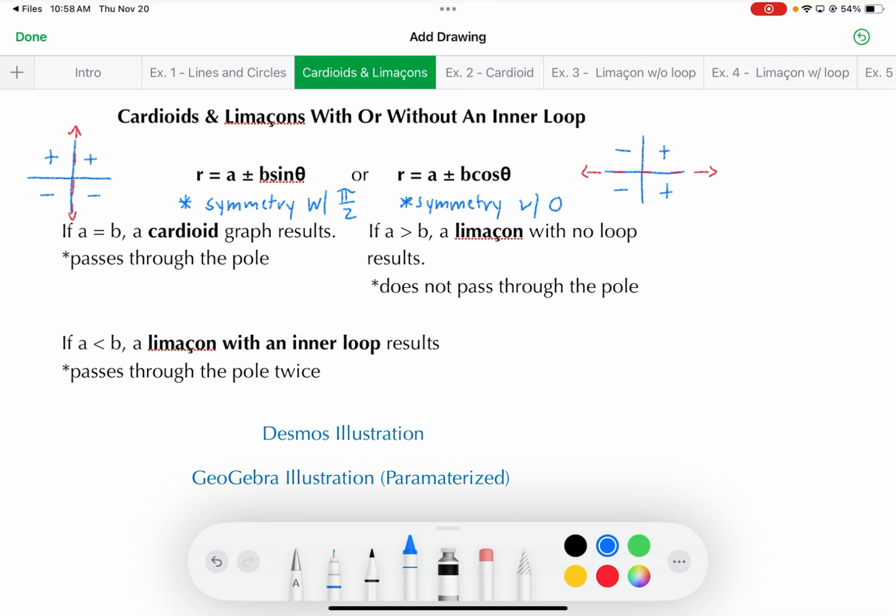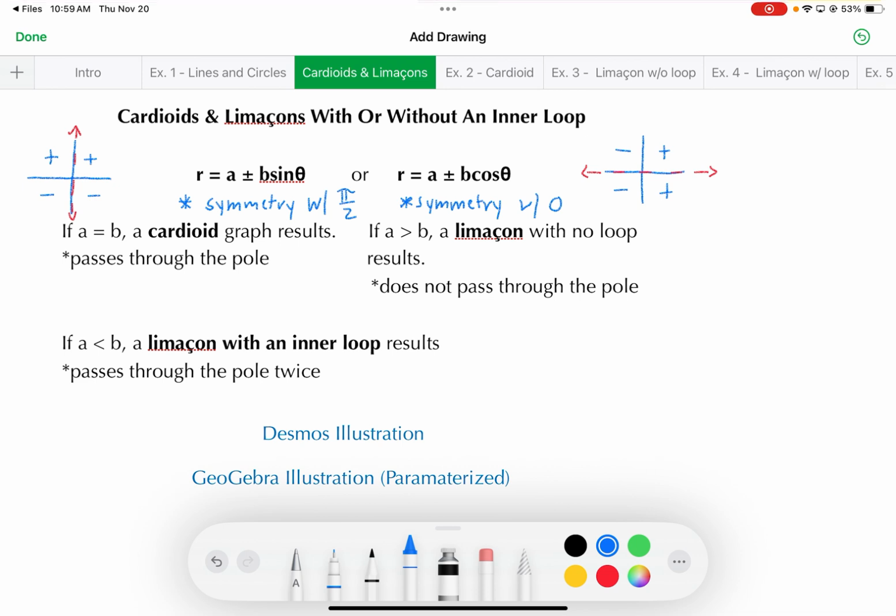Now, the second takeaway is based off of how the values of A and B relate to one another. If A and B are the same, if those numbers are equivalent, you're going to get what we call a cardioid. And the reason we call it a cardioid, it resembles a heart, okay? If A is greater than B, so the number out in front is larger than the B value, then you get a limaçon that does not have a loop, which will make more sense in a moment. Okay, and when you're working with that type of graph, it's not going to pass through the pole. It's not going to have a point at the origin.